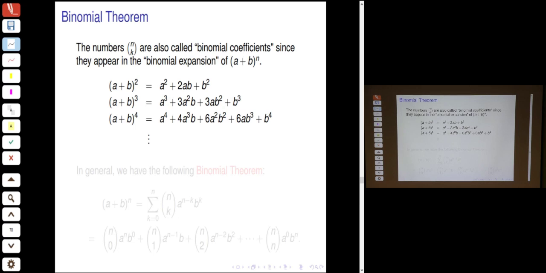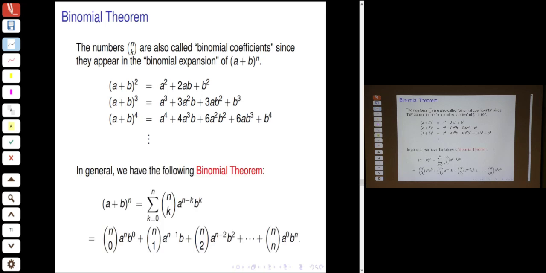So the a plus b to the power 3 is this. Okay, I won't read it out. But the coefficients are 1, 3, 3, 1. The next one, the coefficients are 1, 4, 6, 6. Okay? There's something wrong. This is 4. Sorry. Okay, I'll correct it. So there's a mistake here.